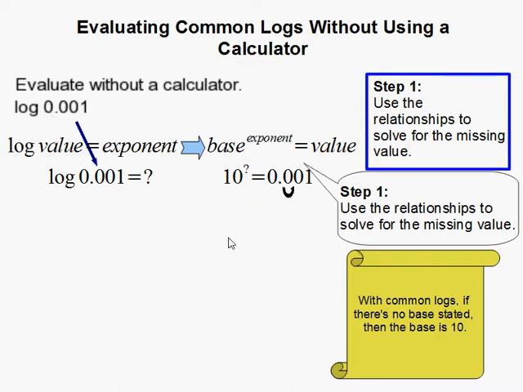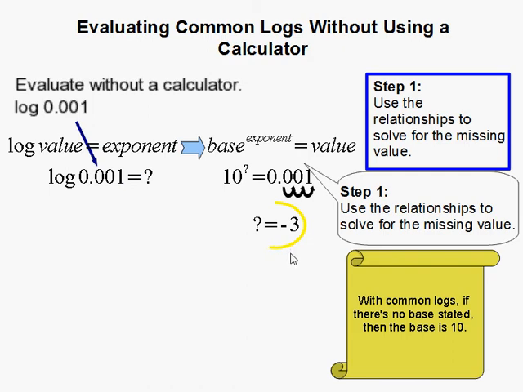Now we have to figure out what the exponent is here. I want to move this decimal all the way over here, until we get to one non-zero digit to the left of the decimal. In order to do that, I have to move it three times. And since I'm moving it this way, the exponent is negative 3.